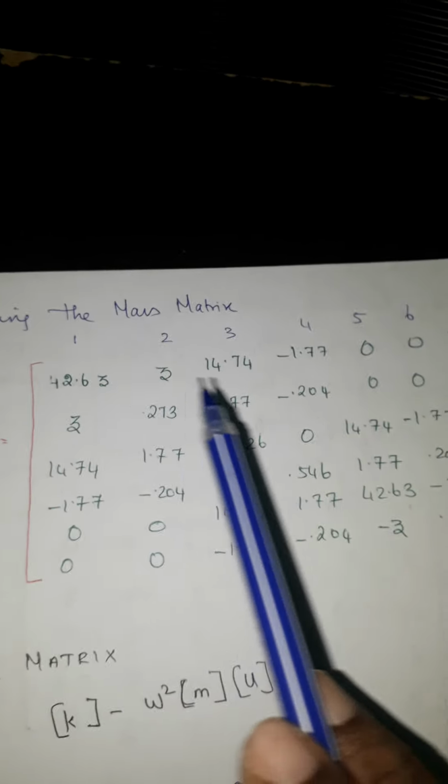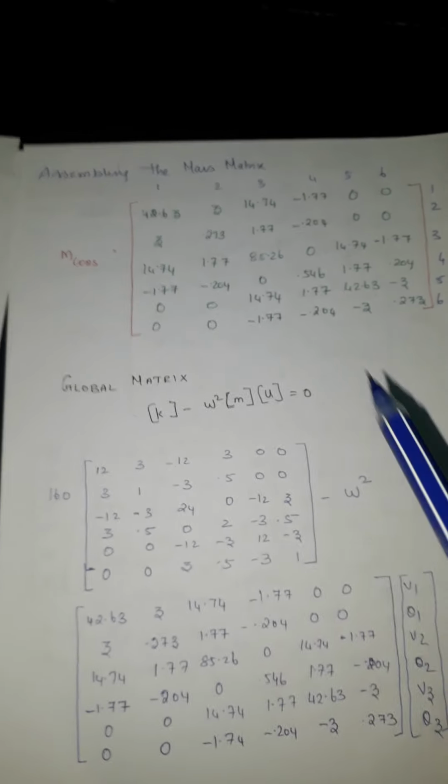I got this complete value, and now I have the assembled stiffness matrix and the assembled mass matrix. So I have to substitute in the finite element equation: K minus omega square M times u is equal to 0. So I have substituted.